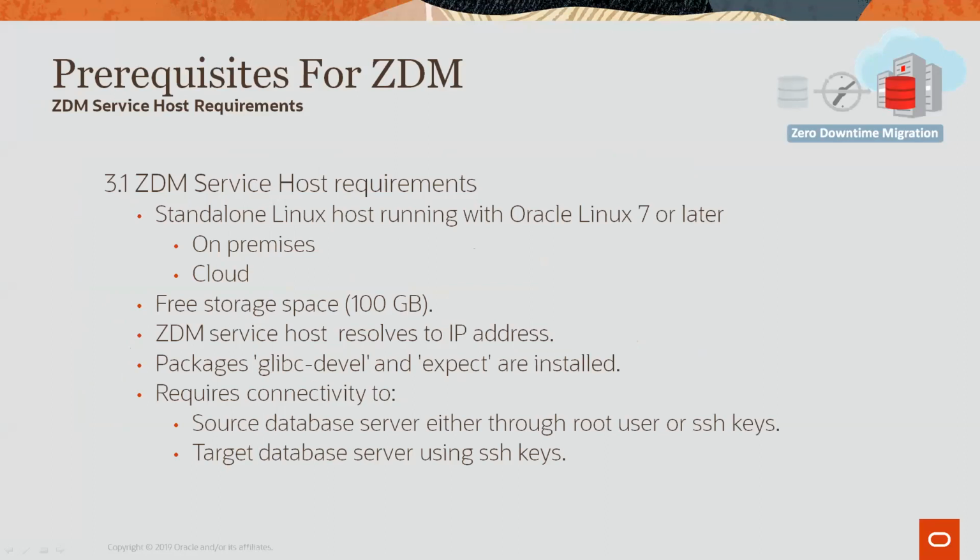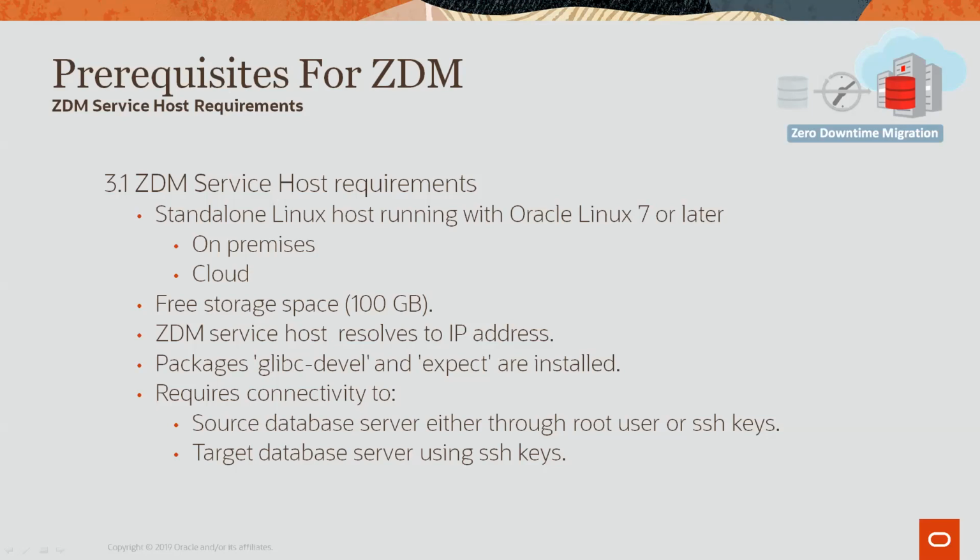Let's look at the ZDM Service Host requirements. You need a standalone Linux host running either Oracle Linux 7 or a later release. This host can be either on-premise or on Oracle Cloud and needs to have at least 100 GB of free space. Ensure that the ZDM service host resolves to the correct IP address. Ensure that packages glibc-devel and expect are installed.